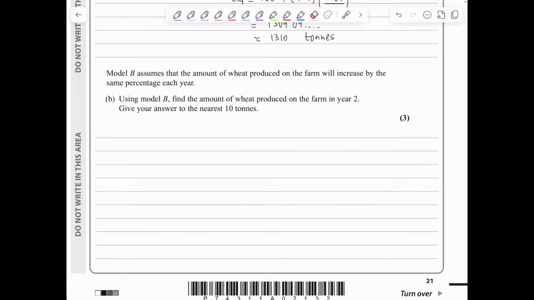We then have a second model, model B, assuming that the amount now is increasing by the same percentage each year, and we need to find the amount produced in year 2 to the nearest 10 tons again. Well, if we are increasing by the same percentage, then we're surely looking at a geometric sequence, in which case we know that the nth term is given by A R to the n minus 1.